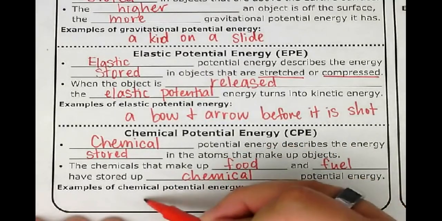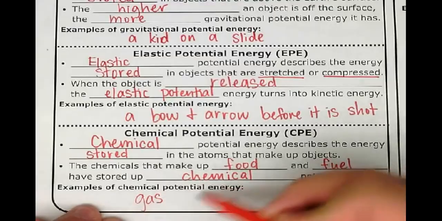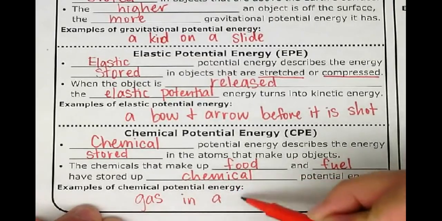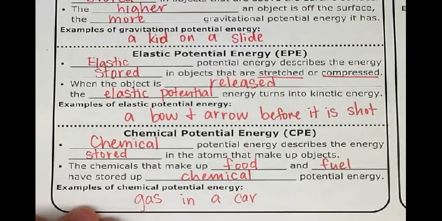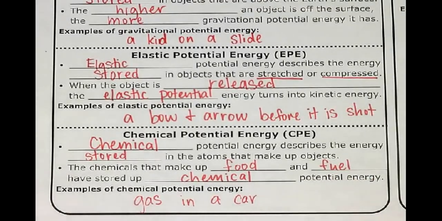So an example could be gas in a car, right? It's sitting in the gas tank. It has that CPE, chemical potential energy. It has the potential to make the car be able to run.